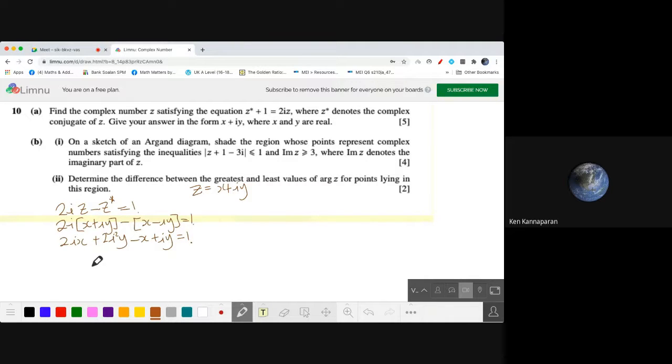Okay, now let's collect. Now before that, we know i squared equals to -1, so sub those values, so 2ix plus 2 times -1 times y minus x plus iy equals to 1, so therefore 2ix minus 2y minus x plus iy equals to 1.